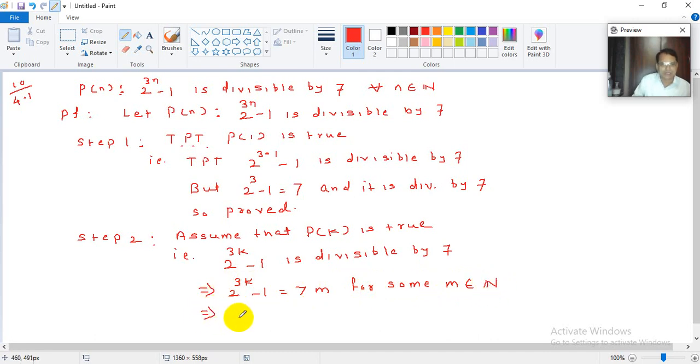That implies 2 raised to 3k is equal to 7m plus 1. Okay, this is what we get. This is say result number A. Now what? Step 3.